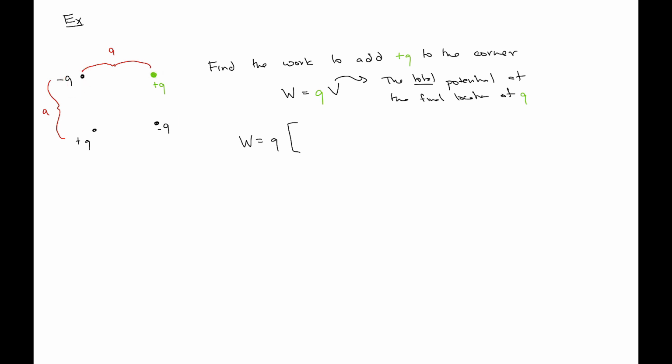This one and this one are pretty easy. We just get negative Q over 4 pi epsilon naught. There's a 1 over a here, and then you get another one of those, because that is the distance. Okay, this one is just slightly trickier. We have to use the Pythagorean theorem, but for that it ends up being a positive Q, because that charge is positive, over 4 pi epsilon naught times 1 over the square root of 2a.